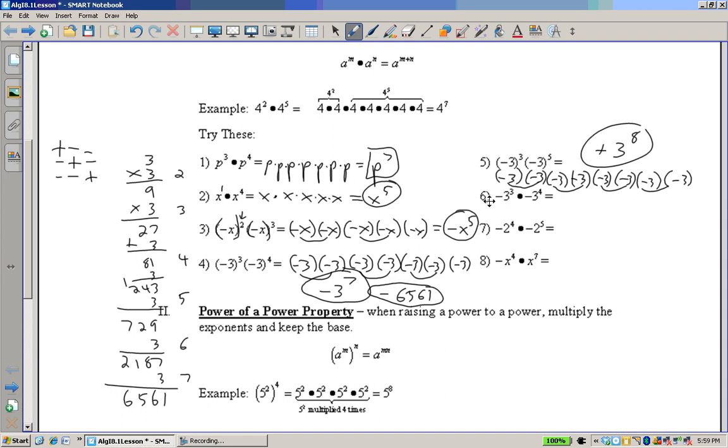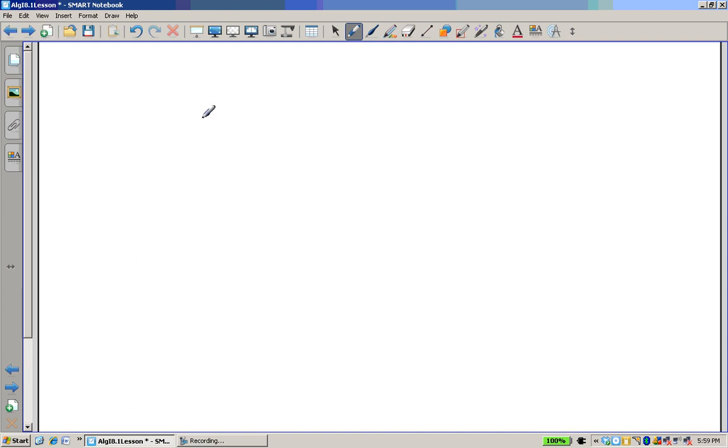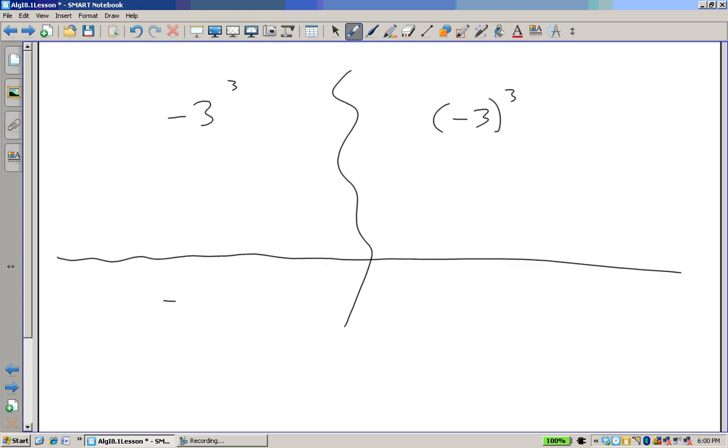Okay, now there's a big difference between number 5 and number 6. Let me go off screen a second. Let me show you something. This is going to be odd, but if you will look: negative 3 to the third power, the opposite of 3 to the third, versus negative 3 in parentheses to the third. There's a difference here. And let me also show you negative 3 to the fourth versus negative 3 in parentheses to the fourth.